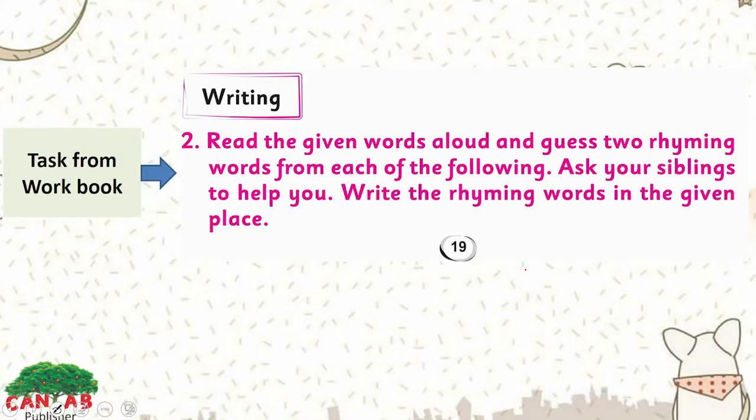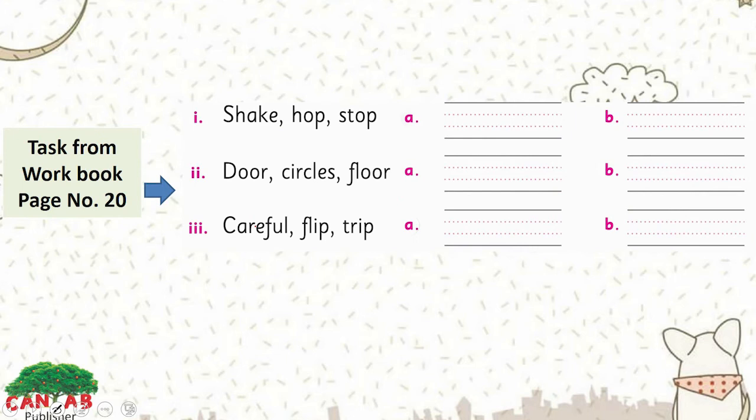This is the task from your workbook, page number 19. Read the given words aloud and guess 2 rhyming words from each of the following words. Ask your siblings to help you write the rhyming words in the given place. So this is the activity here. Which sounds the same? The rhyming words which end with the same sound, like shake, hop and stop. Yes, these 2 here sound the same.